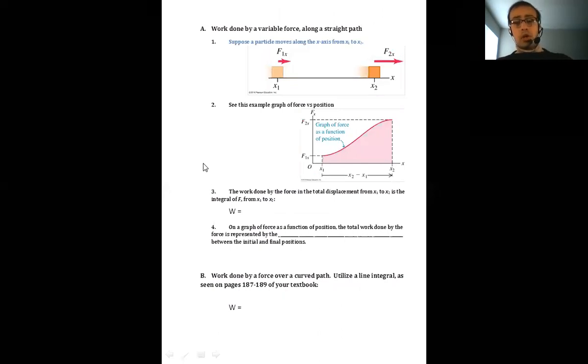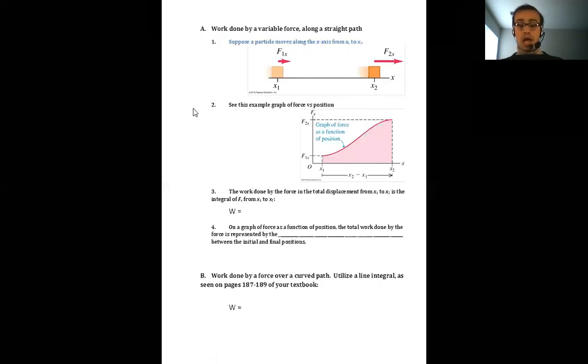Let's take a look at the case where work is done by a variable force along a straight path. Let's imagine, for instance, that we have a rocket, and as this rocket is flying through space, the thrust is increasing. Let's say that we're firing our rocket a little bit more as this goes along. So how do you deal with this kind of situation? How do you determine the work?